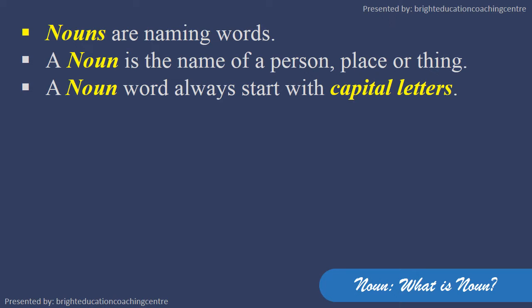Nouns are naming words. A noun is the name of a person, place, or thing. Basically, that means we can say a noun is the name of a person, place, or anything. A noun word always starts with a capital letter, and it is one of the most important things to remember that a word of noun will always start with a capital letter. Let us see some examples to clear the definition.